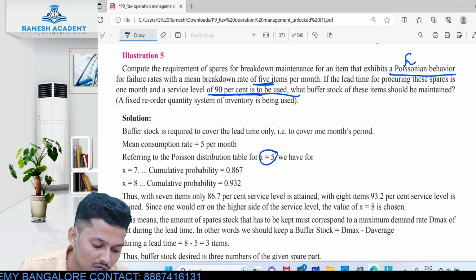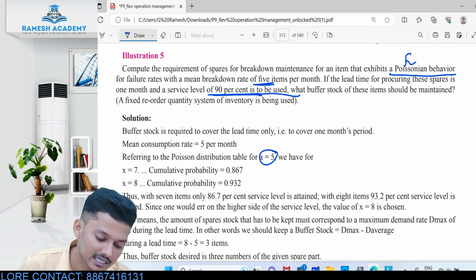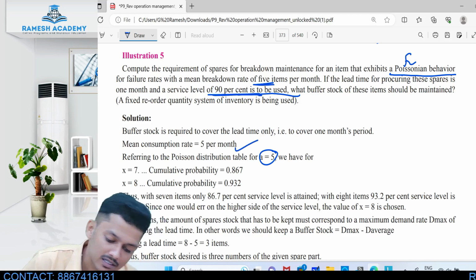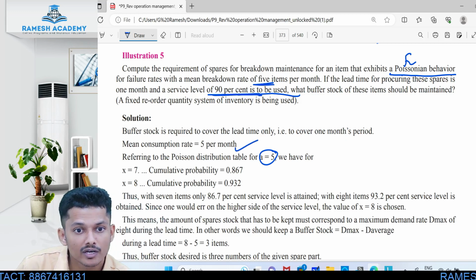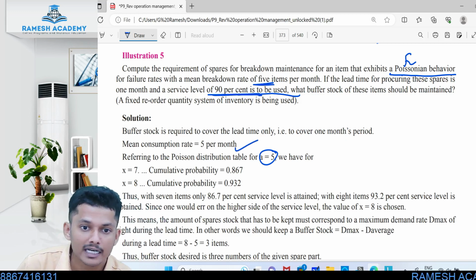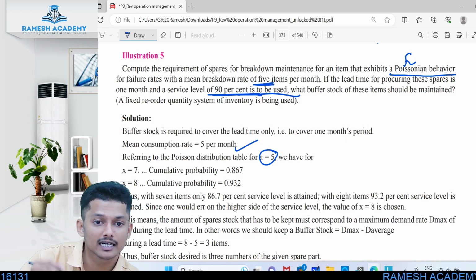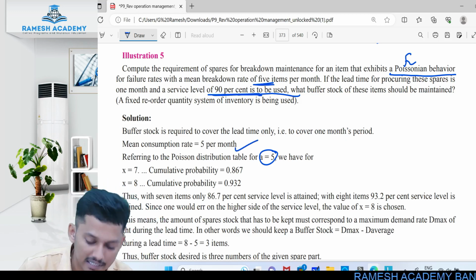A fixed reorder quantity for a system inventory is used. See, mean consumption rate is 5 per month. That is for A equal to 5. Because it is 90% only, you have to find in the table where exactly it is near to 90. We'll see.